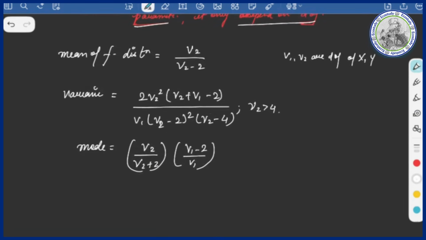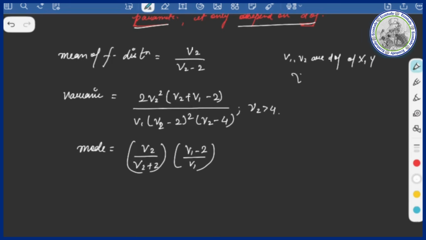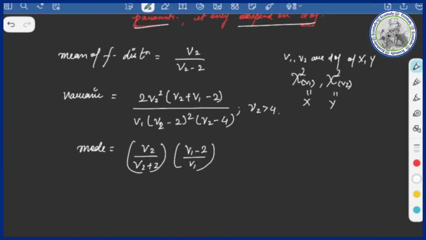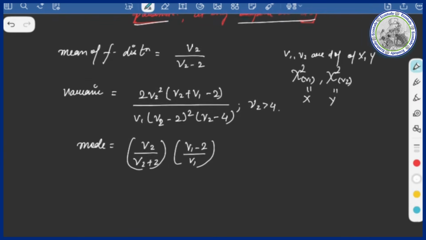Let me write it more clearly. v1 degree of freedom of x1, so chi-square v1, chi-square v2. It is x, it is y. Okay, now there is one of the important properties of the F distribution that I have to write.